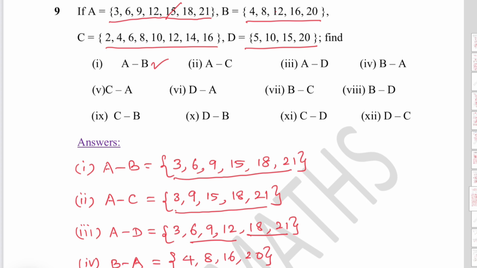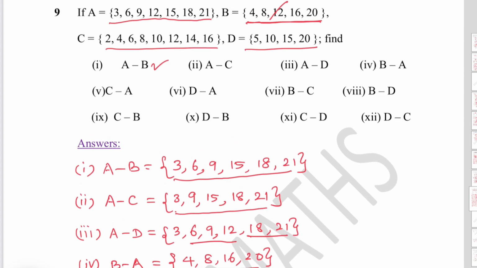Now we have to consider set B. So 4, 8, 12, 16, 20. So 12 is in A, so cancel that. So the remaining elements are 4, 8, 16, 20.